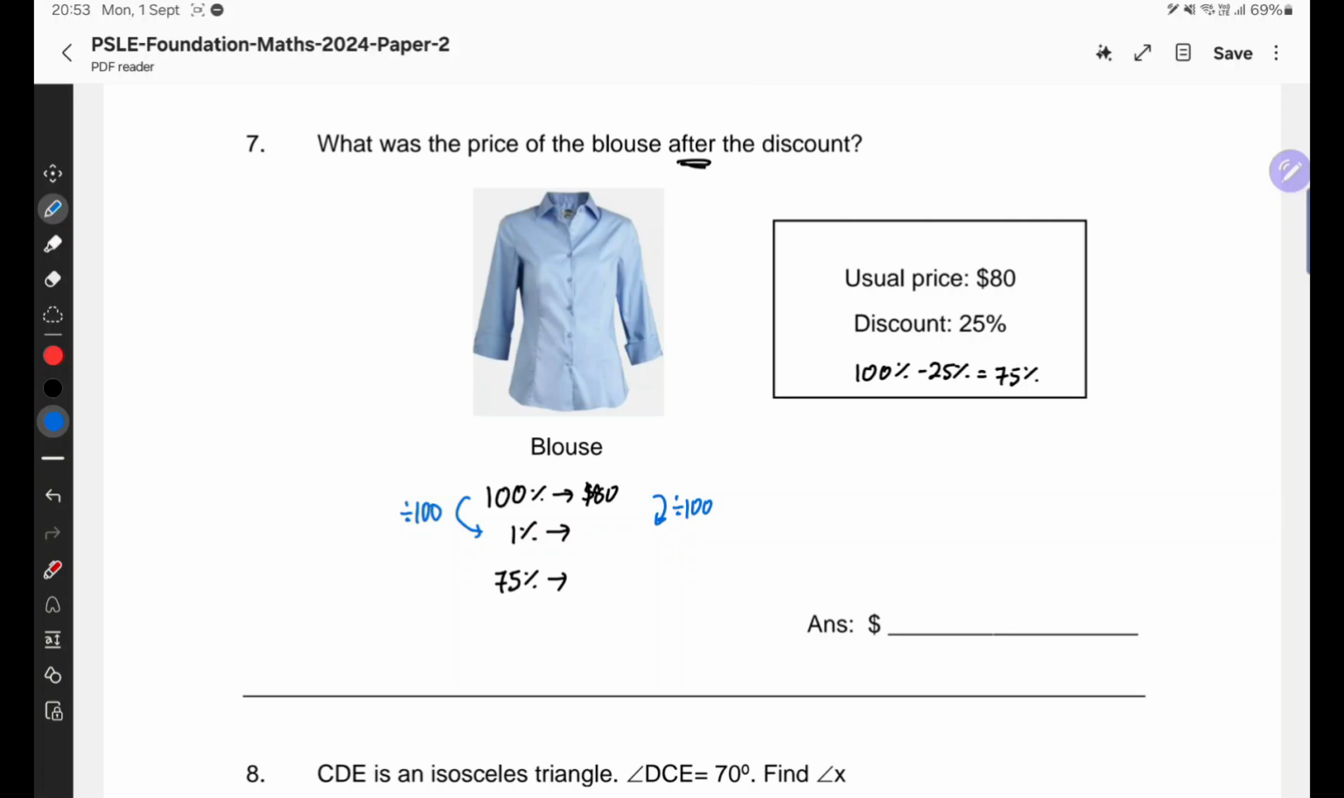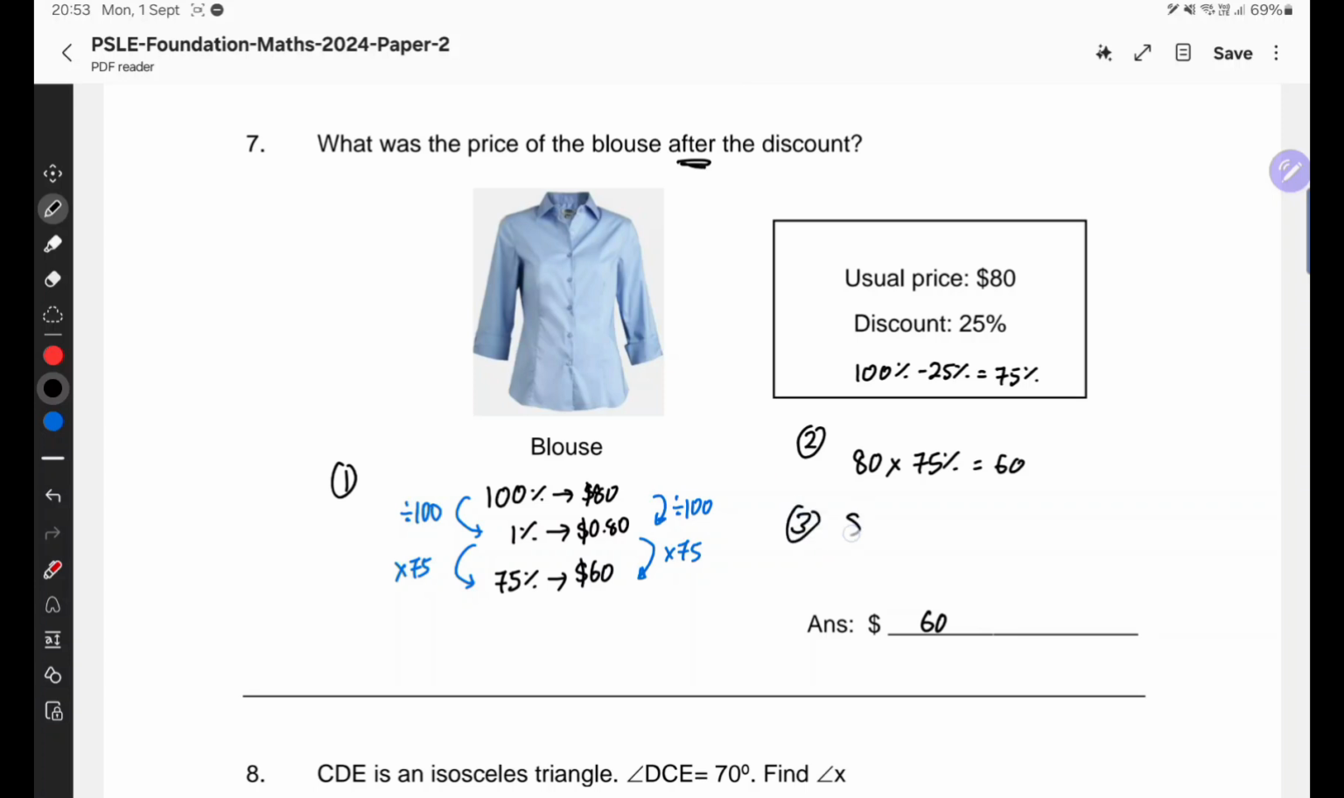So 100% is $80. To find 1%, 80 divided by 100 is 0.8. And then from here, we need to times 75. Which is $60. So your answer to this question is $60. Of course, there are other ways you can do this question. Example, $80, so this is number 1. Number 2, you can also do 80 times 75%. That will give me $60 also.